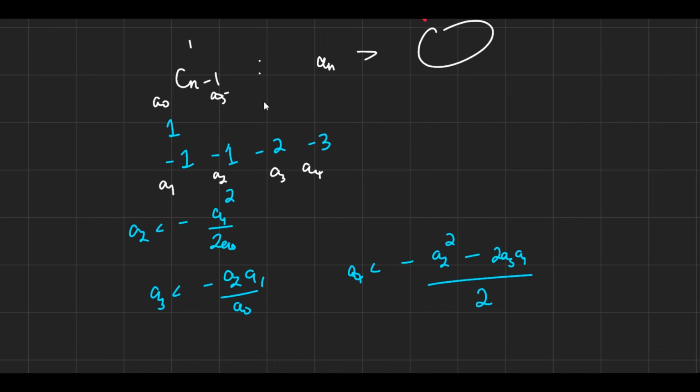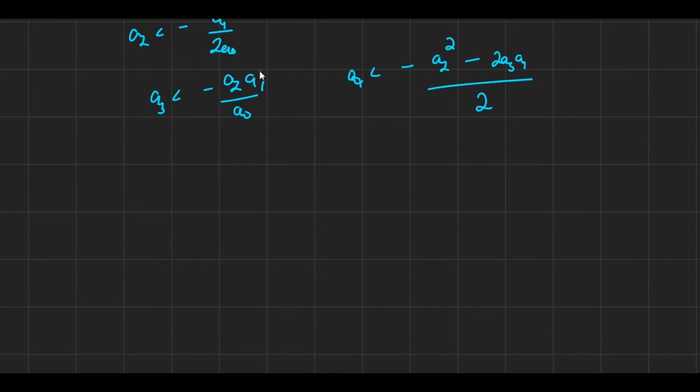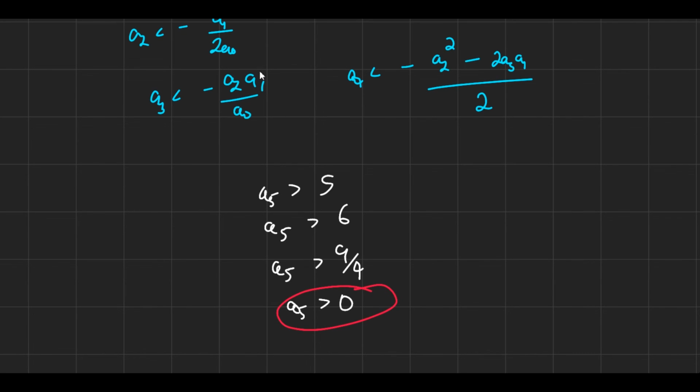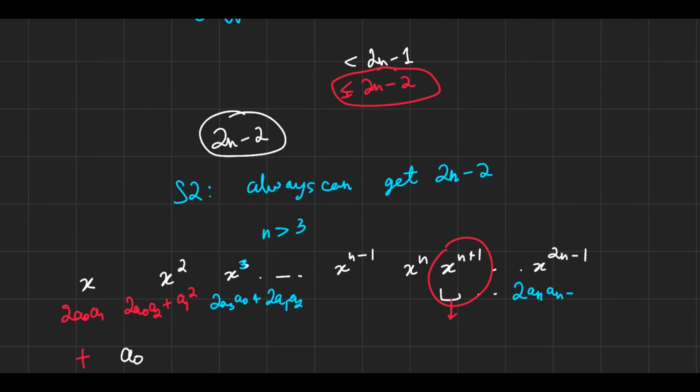That would satisfy this. And now I get to a5. a5 has 4 equations to satisfy. One is that a5 is bigger than 5. The other is that a5 is bigger than 6. And the other is that a5 is bigger than 9 over 4. And finally, a5 is bigger than 0. This is the condition that comes from saying x to the 9 is positive, which is the last x to the 2n minus 1 condition.